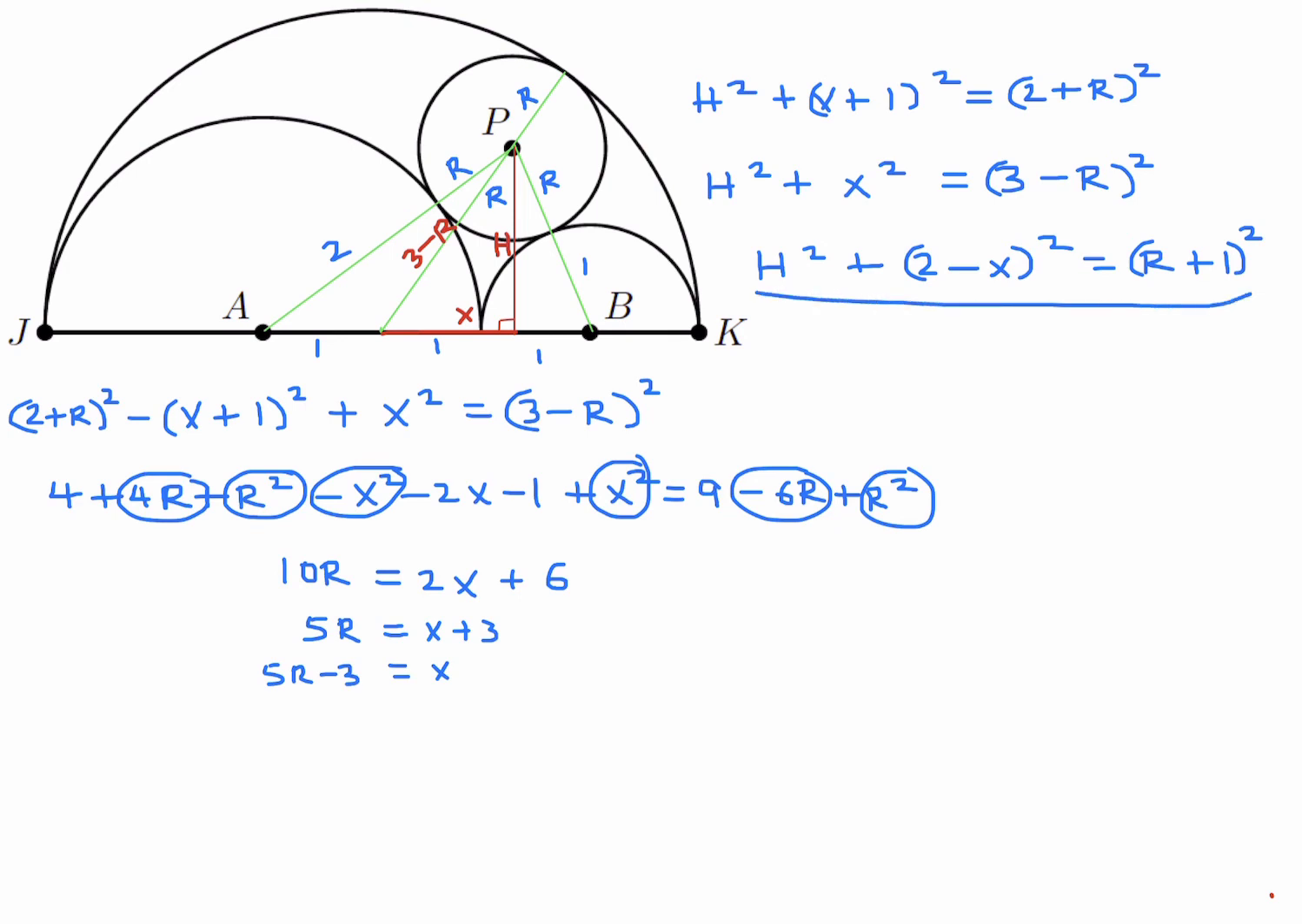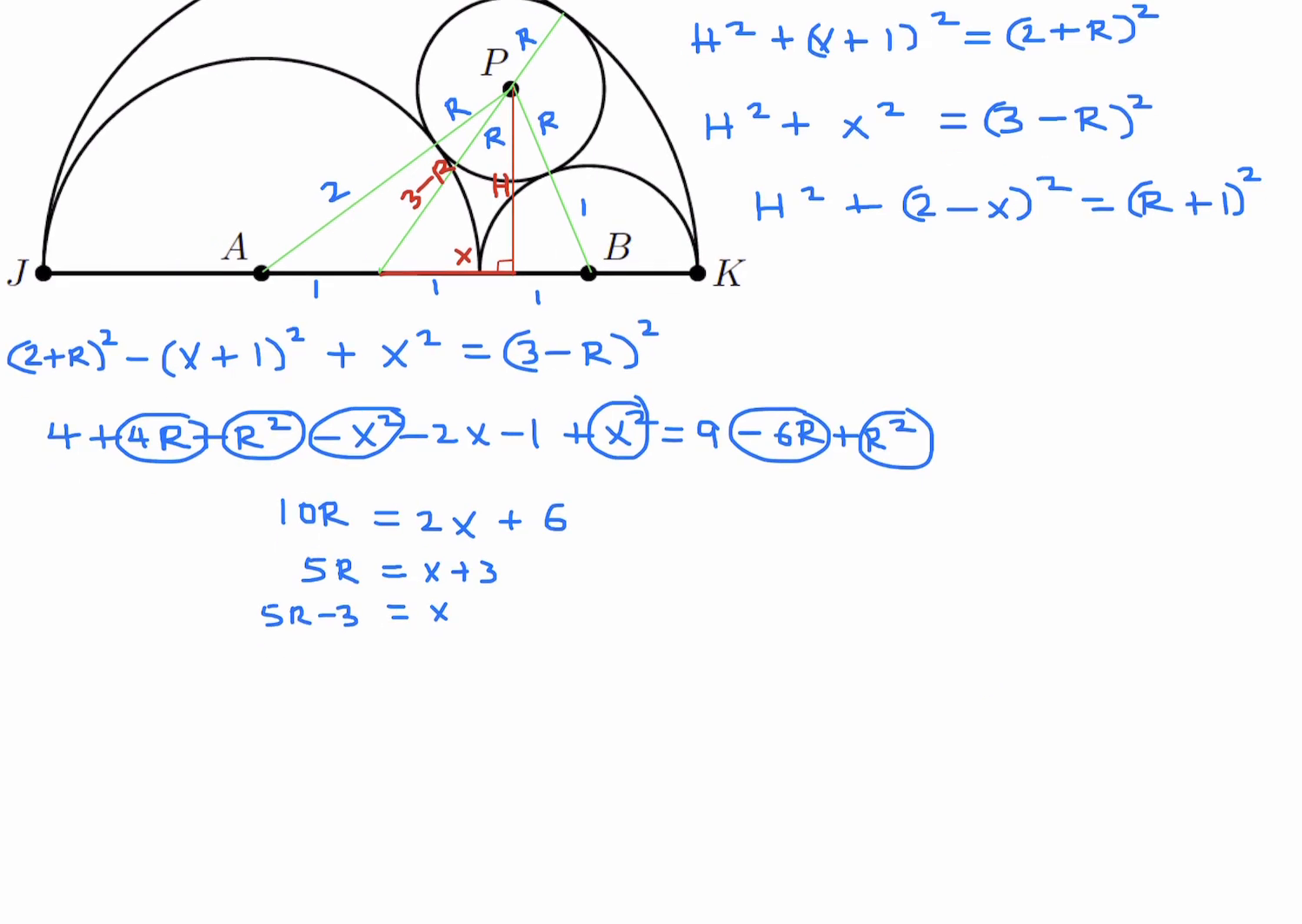Now let's work with this one here in a very similar way. Remember the h squared we had, put in very similar to before by isolating from there. We do the same thing. 2 plus r squared minus x plus 1 squared plus 2 minus x squared is equal to r plus 1 squared.